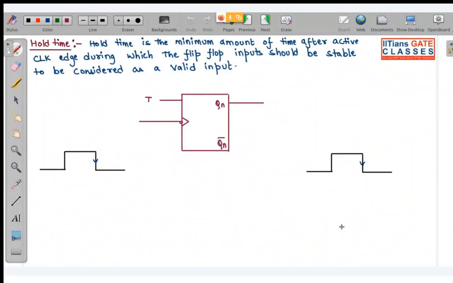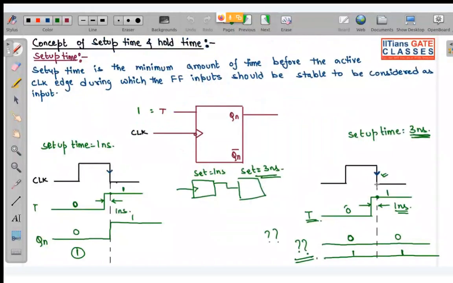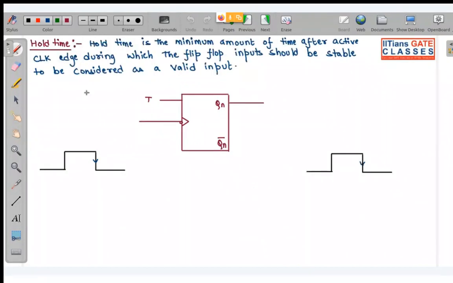So next, we have one more concept, the concept of hold time. Now, what is this hold time? For setup time, the concept was before the clock edge: for the input to be considered valid, it should stabilize before it. In hold time, we are more interested in the value of the input after the active clock edge.